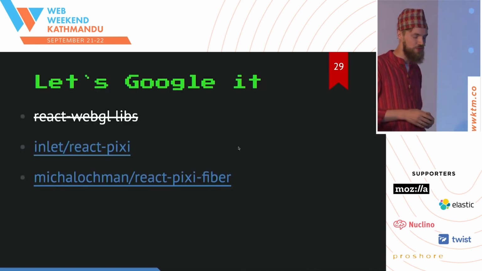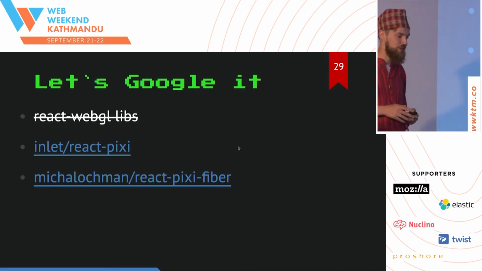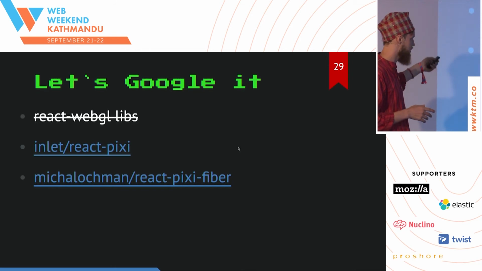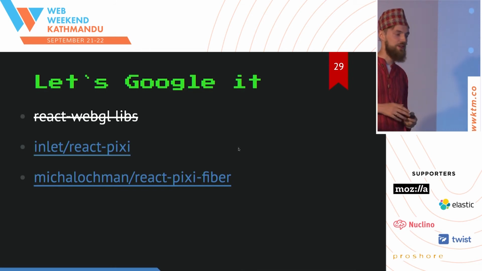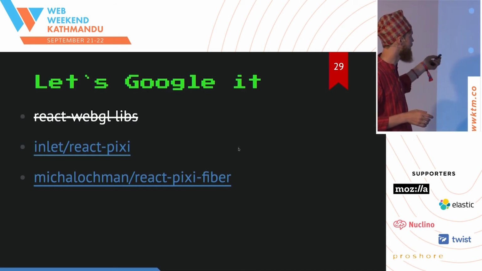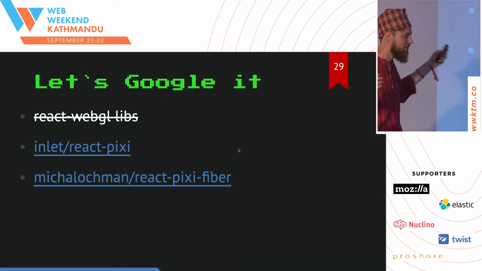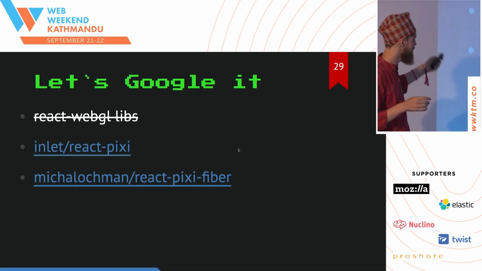And let's go to Google and search something. If you search in Google, you find that it's better to use React Pixie wrappers, because you need to use the Pixie library, not React WebGL libraries. React WebGL libraries are for three-dimensional, but if you need to do two-dimensional, it's better to use Pixie.